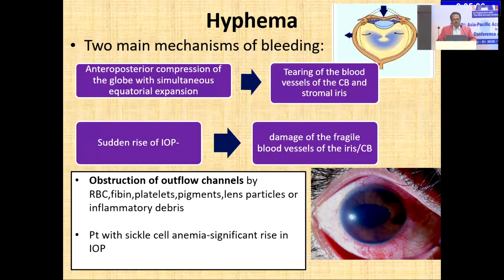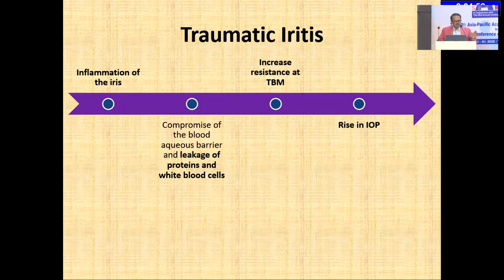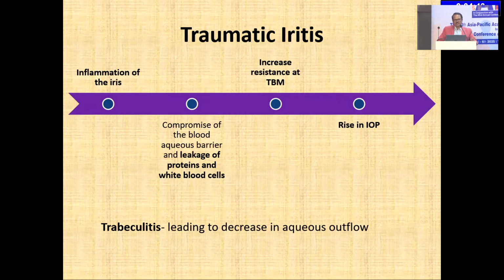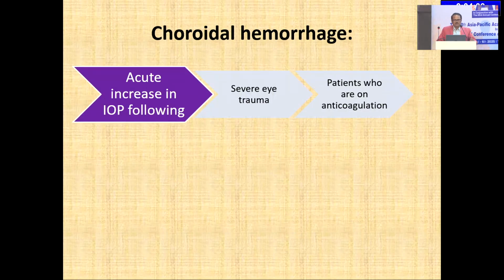And these can lead to obstruction of the outflow channels by RBCs, fibrin, and platelets. These all can block the trabecular meshwork and lead to a rise in intraocular pressure. This is more significantly seen in sickle cell anemia because of the abnormality in the RBC. Traumatic iritis, which develops after trauma, can also lead to a rise in intraocular pressure because of inflammatory debris getting collected in the trabecular meshwork and associated trabeculitis.